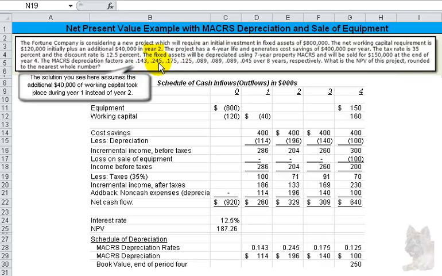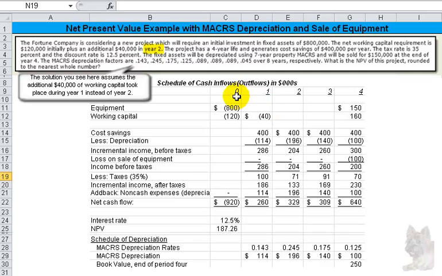0.143, 0.245, 0.175, 0.125, and so on, over 8 years. And we're asked to determine the net present value of this project rounded to the nearest whole number. Now, I'm going to present this one in thousands of dollars, and I'm going to show you how I laid it out. And to save time, I've worked it ahead of time.